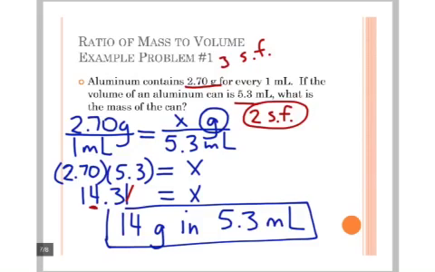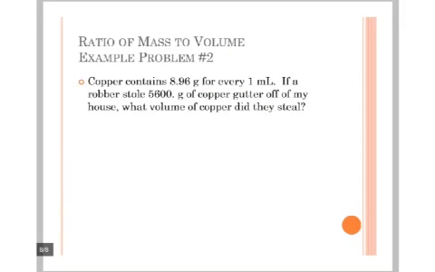Let's look at one more problem. I'm going to solve it the same way. We're given the density of copper. Copper contains 8.96 grams for every 1 milliliter. Again, if it's in terms of 1 milliliter, it's the standard density. If a robber stole 5,600 grams of copper gutter off my house, which sadly did happen once, what volume of copper did they steal?